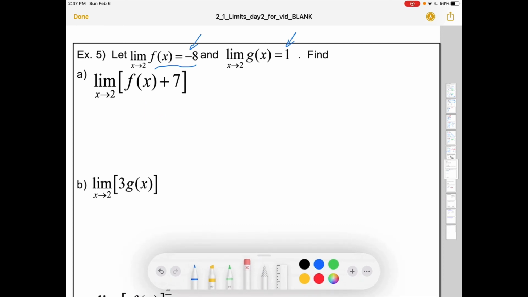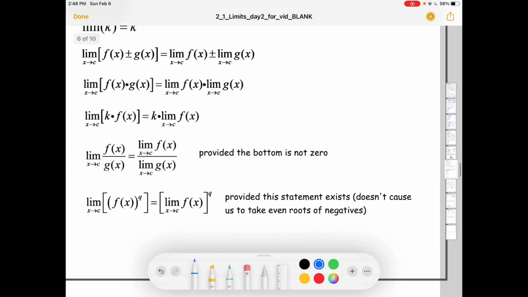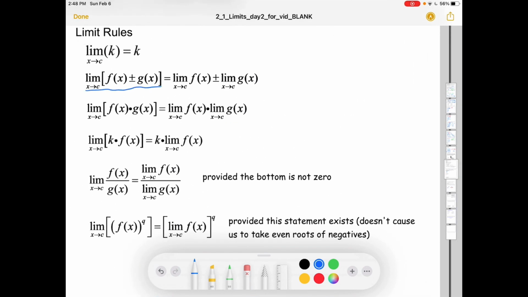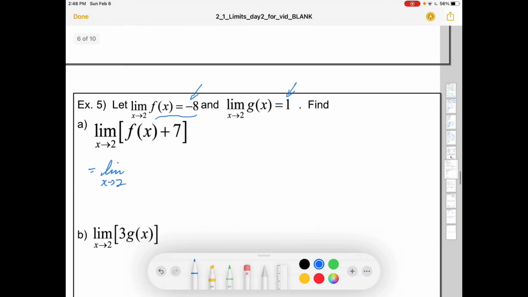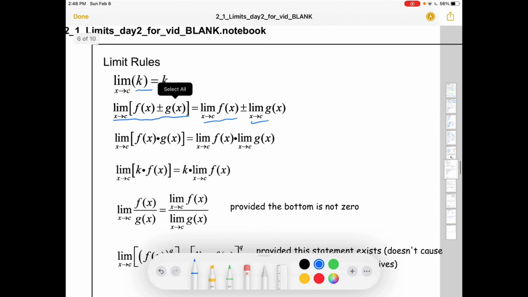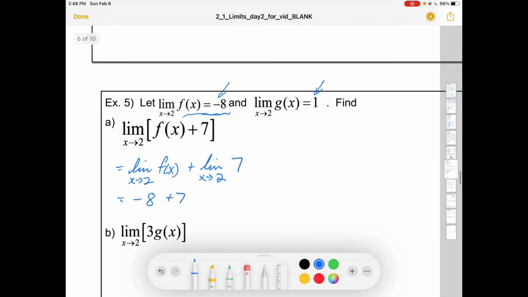Now, I think that's probably glossing over what the limits are actually doing here. If you want to be really formal about it, our second law up here said that if you have the limit of a sum, you can split it apart. Okay, so the limit as x goes to 2 of f of x, and then do the limit as x goes to 2 on 7. And we know the limit as x goes to 2 on f of x is -8. And from the first rule, the limit of a constant is a constant. So we'd go plus 7. And we just get -1 in the end.